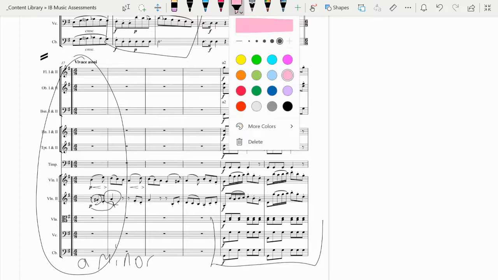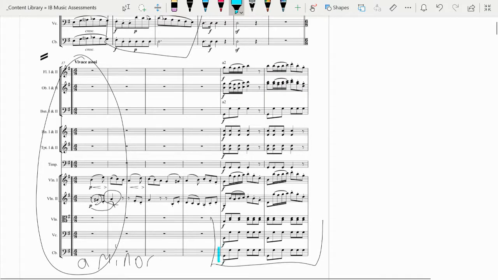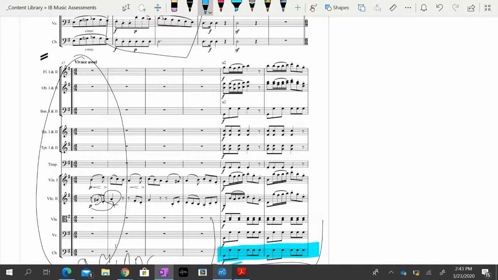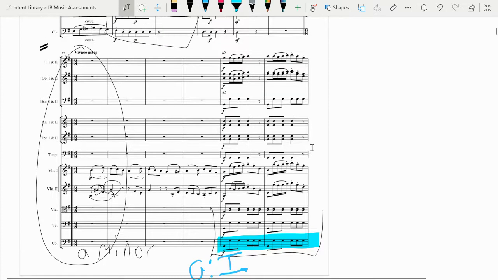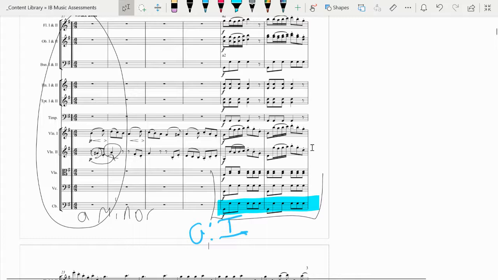With harmonic things, I'll put those in blue. So this is a 1 chord in the key of G major, but we don't get that until that spot. Okay, so 1 chord in G major. And that is where we're starting that main section, that main theme.